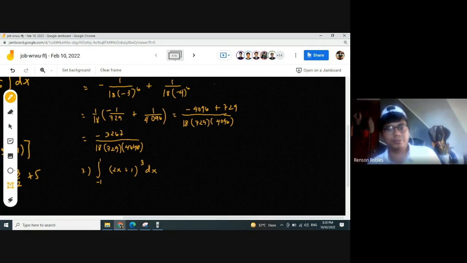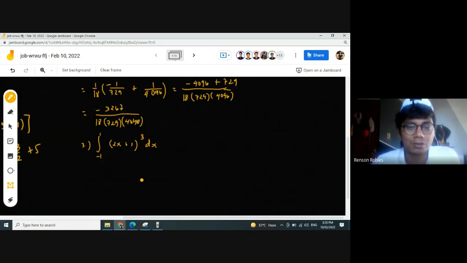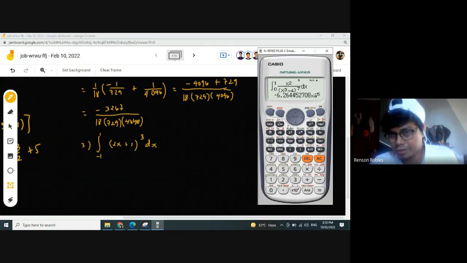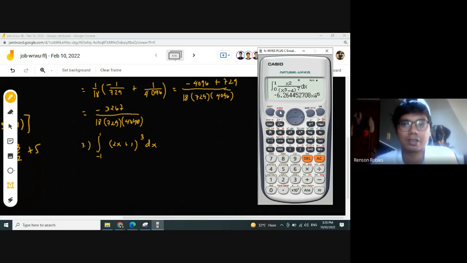Okay. We have integral of 2x plus 1 to the third power evaluated from negative 1 to 1. You're just going to use the calculator for your checking, but still solutions are required for definite integral, lalo na kapag examination. I just only teach you how to execute it on your Casio calculator. But then again, during the examination, problem set, quiz, solutions are required for definite integral.